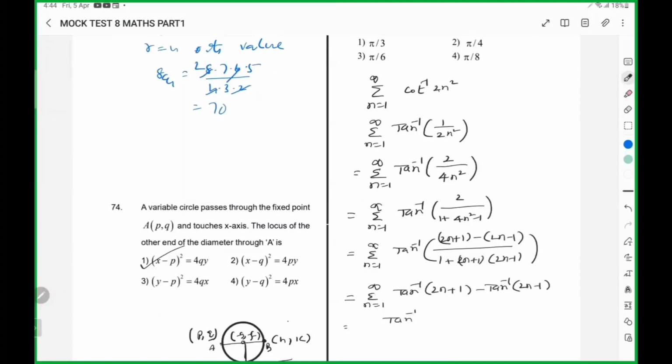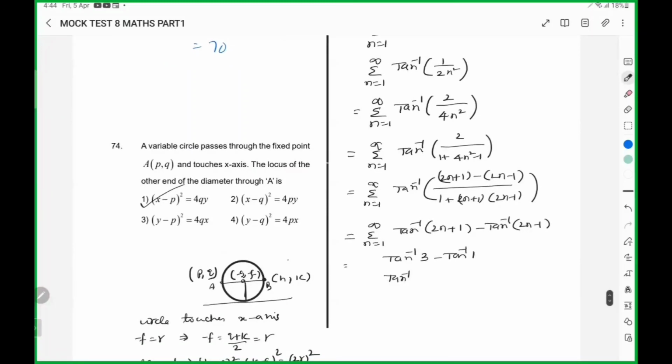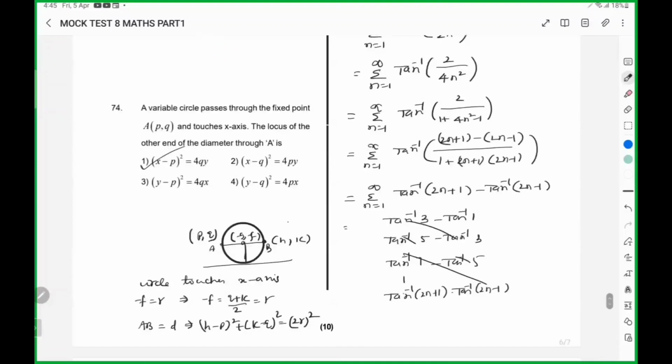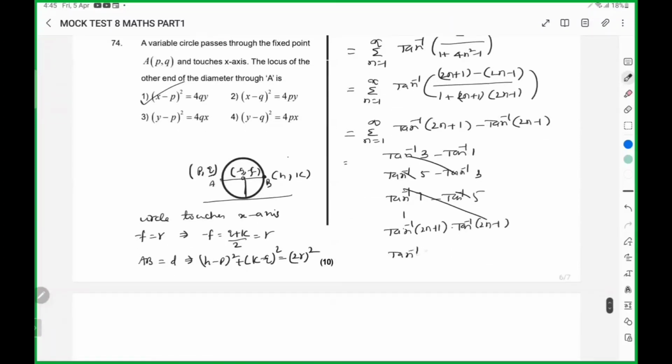So here it is a telescopic series. Tan inverse 5 minus tan inverse 3. Tan inverse 7 minus tan inverse 5. So on, tan inverse 2n plus 1 minus tan inverse 2n minus 1, all get cancelled out. So tan inverse 2n plus 1, if you add n terms, as n tends to infinity, this becomes tan inverse infinity, which is pi by 4.